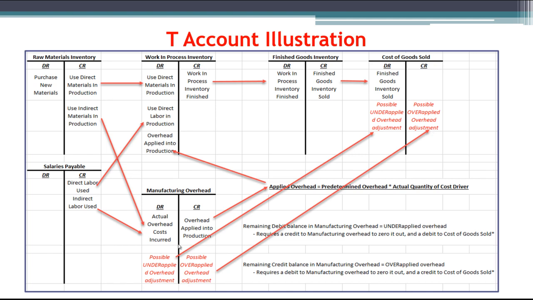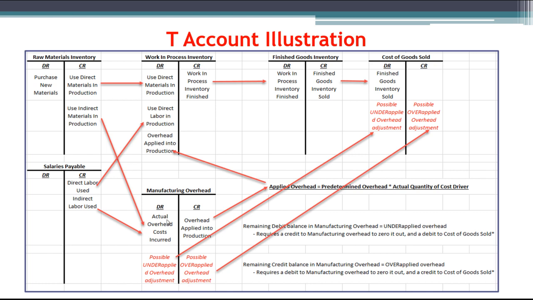We have to take a look at our overhead account to see if there were any errors in our estimate. Like I said earlier, sometimes we have under-applied overhead, which means we have not applied enough. There's overhead left here that we have not applied to production, or in some cases we applied too much. So think about your normal balance rules and think about this being, just say, an expense, a collection of expenses.